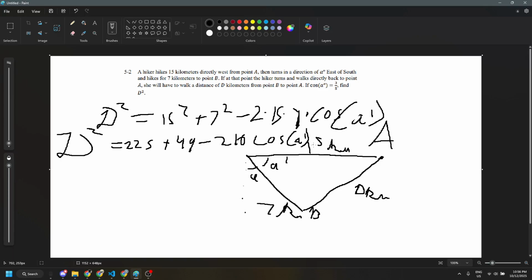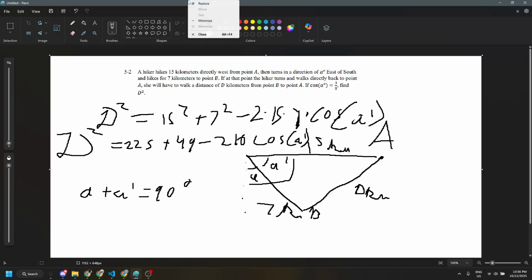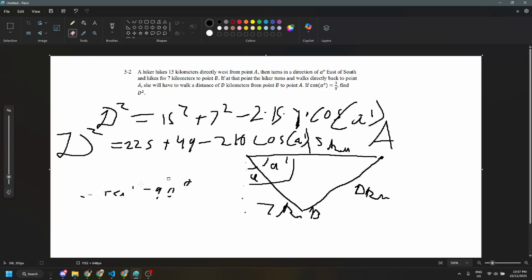So we know this is a 90-degree angle. So alpha plus alpha prime is equal to 90 degrees. So that means that if you have sine of 0, that's 0. If you have sine of pi over 2, that's 1. So they add up to 1. So I'm fairly sure that would just be 2/5, because it has to add up to 1.